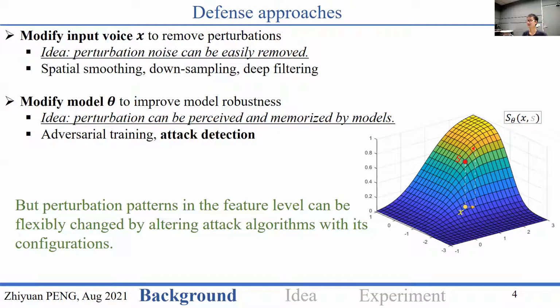For the latter, the idea is to use a data-driven model to memorize as many possible attack perturbations as it can. With adversarial training, the SV model can be less sensitive to subtle perturbations. With attack detection, perturbations can be identified by a well-trained classifier, especially those it has seen in the training phase. For both categories, there are some assumptions on the perturbation patterns, but from the perspective of attackers, altering the perturbation patterns at the feature level is not a big issue. This makes attack detection a non-trivial task.